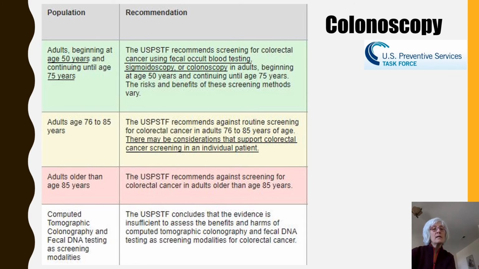colorectal cancer screening, because for the same reasons that mammography stops when a woman reaches a certain age, it's thought that once you're 85 years of age, the likelihood of you dying from colon cancer, even if you develop it at that age, is probably pretty slim. And then finally, there are some alternatives that I'll show you on the next slide to colonoscopy.